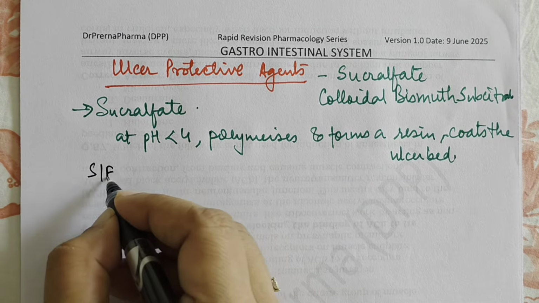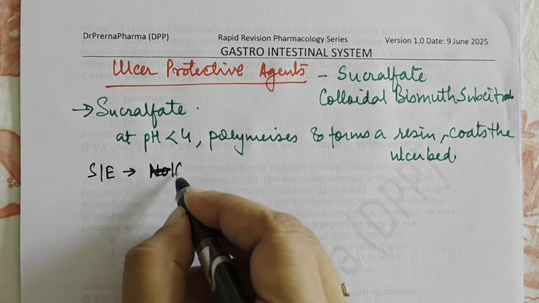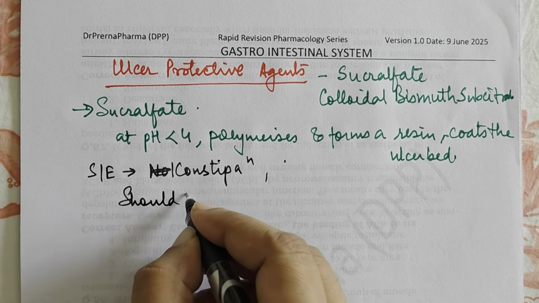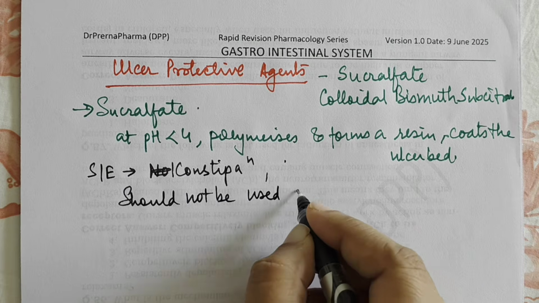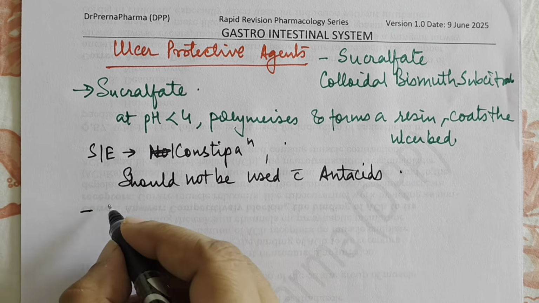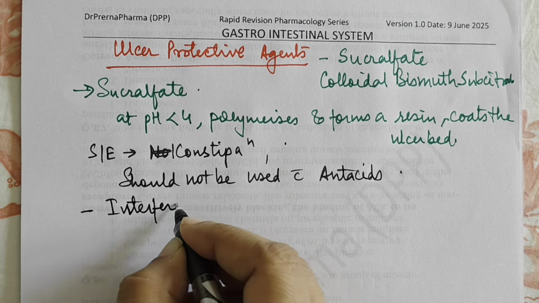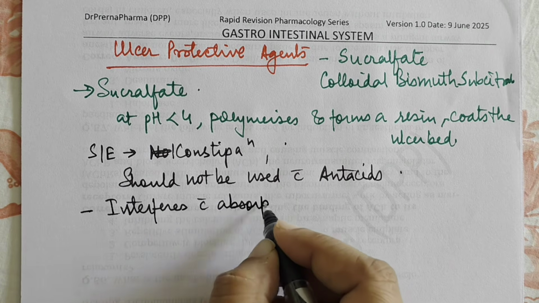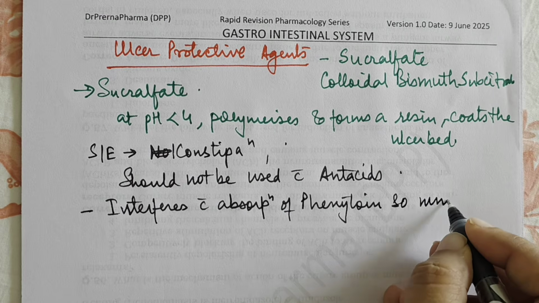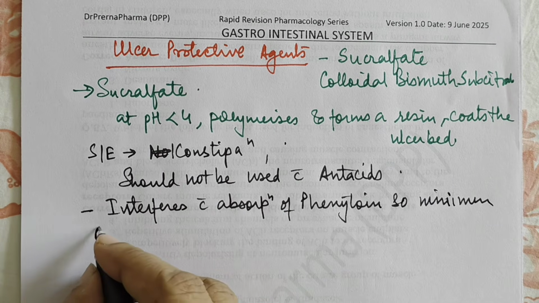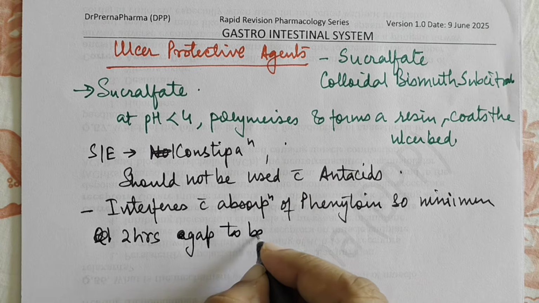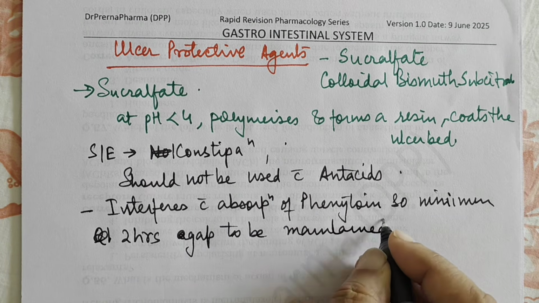A side effect of sucralfate is that it causes constipation, and another very important thing is that it should not be used with antacids, because antacids will interfere in the action of sucralfate. Then it interferes with absorption of phenytoin, so a minimum 2 hours gap is to be maintained between sucralfate and any other drug.